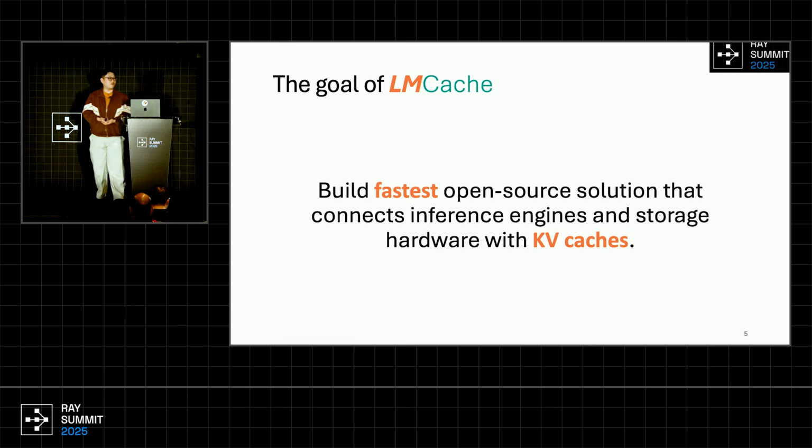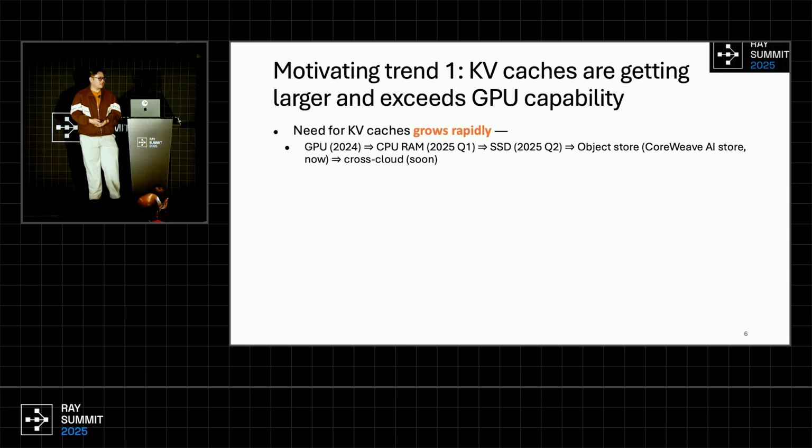The goal of LMCache is that we want to build the fastest open source solution that connects inference engines and storage hardware with KV caches. It's more like a connection between the engine and the storage, but the connection is made through KV caches. Okay, and why do we need such an open source project?